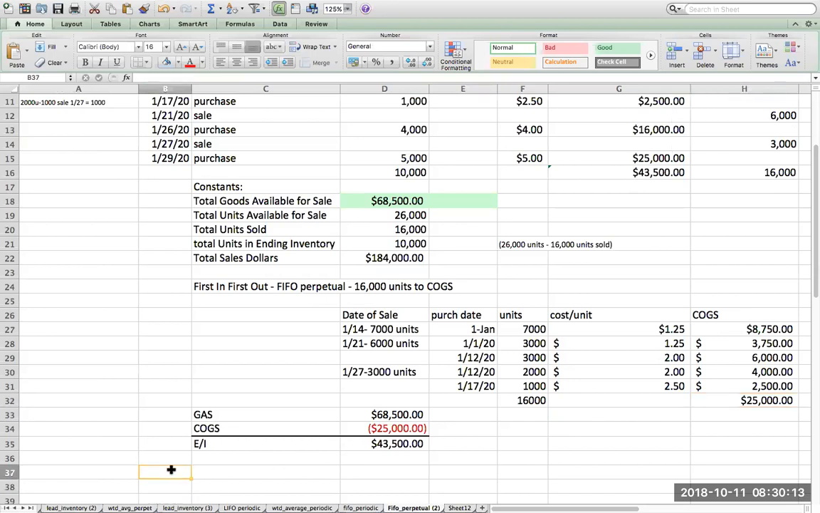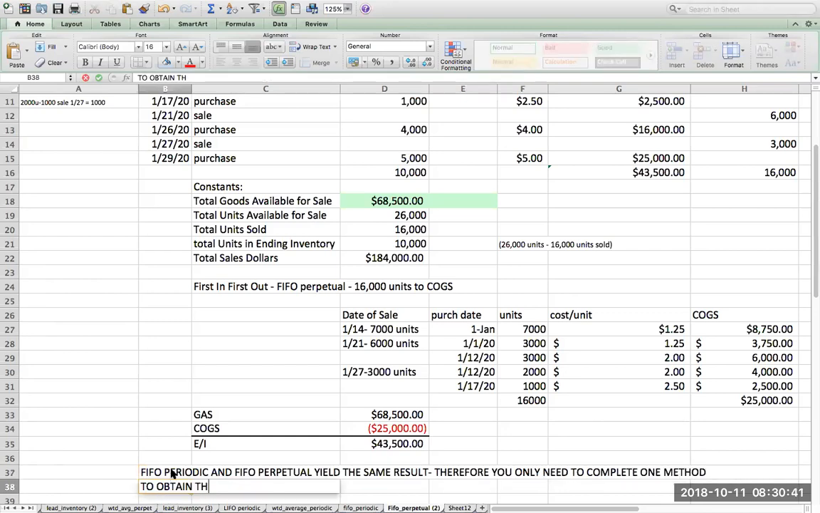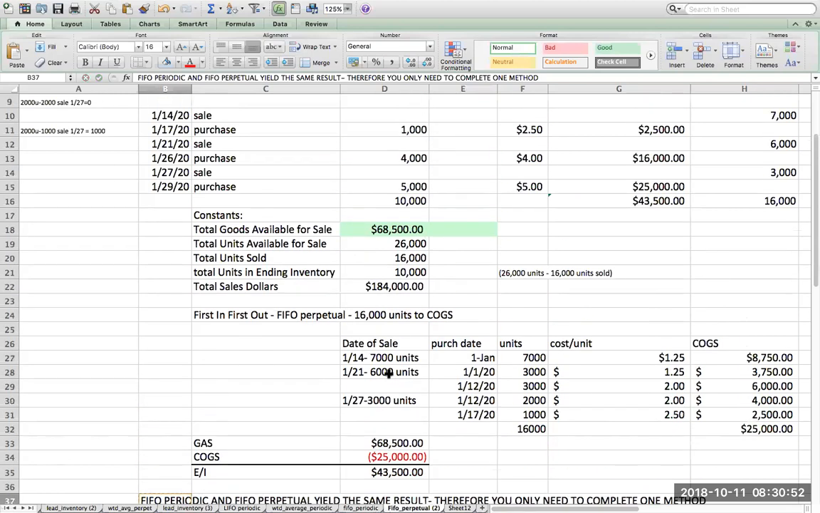So what is very important is that FIFO periodic and FIFO perpetual yield the same result. This is the only costing method where this is true. Therefore, you only need to complete one method to obtain the answer for both. I often recommend to my students to do FIFO periodic because it's easier. Let's explore for a second why that is.